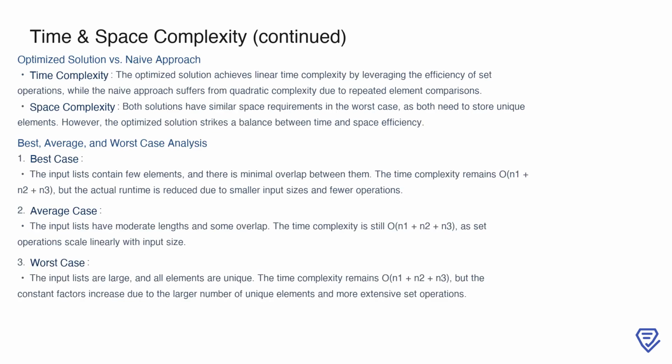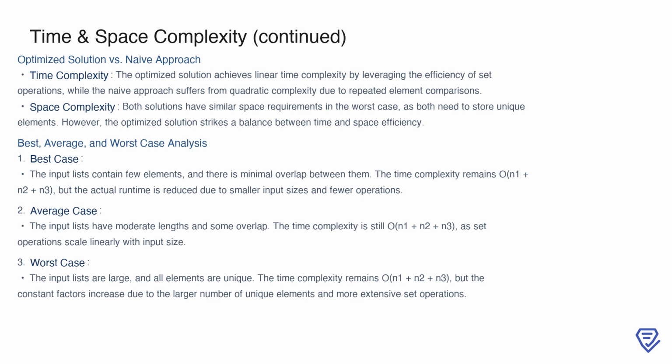By comparing the optimized solution to the naive approach, we observe a clear trade-off in time efficiency. The optimized solution achieves linear time complexity by leveraging the power of set operations, while the naive approach suffers from quadratic growth due to repeated comparisons. On the other hand, both solutions have similar space requirements in the worst case, as both need to store unique elements. However, the optimized solution balances time and space better, making it more suitable for larger inputs.